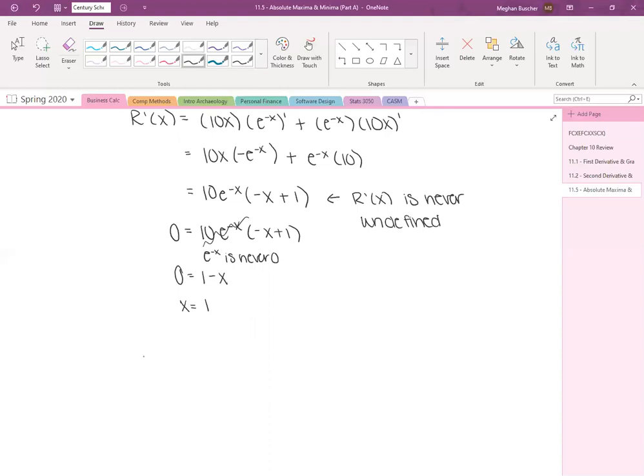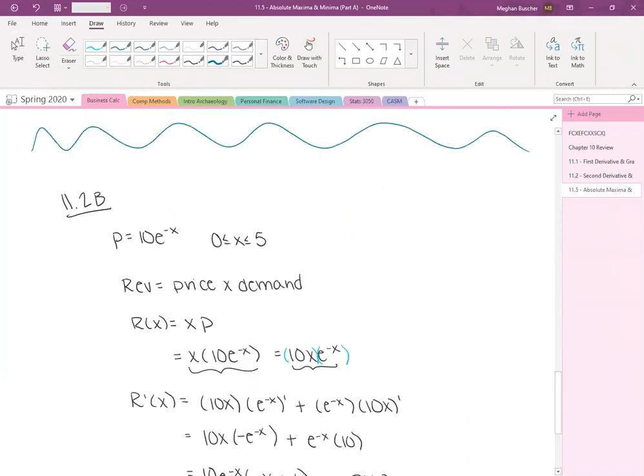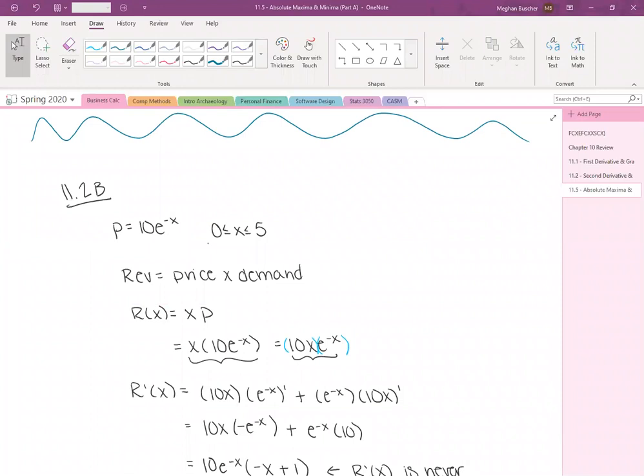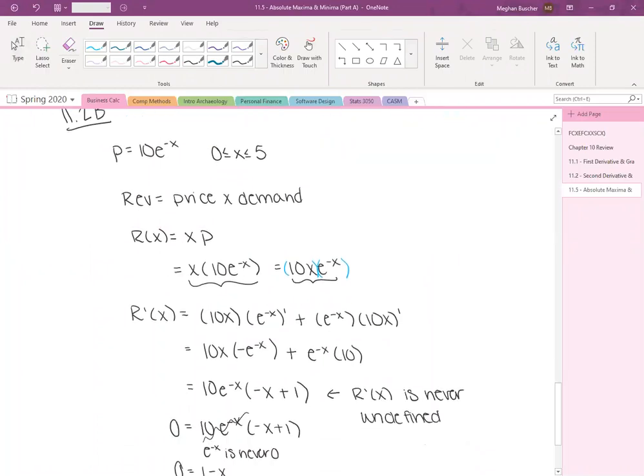What did you make? Make a sign chart. Exactly, make a sign chart. So we're gonna have 1, and then we need our interval here. This is x, this is r prime of x, and we're 0 here. Quick question: where'd you get the 5 from? From right up here. Oh, okay. Yep, it was just given in the problem.